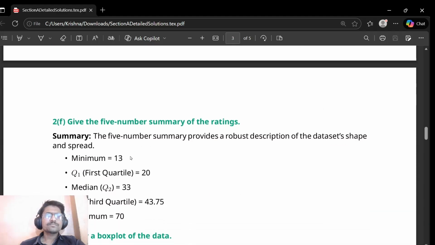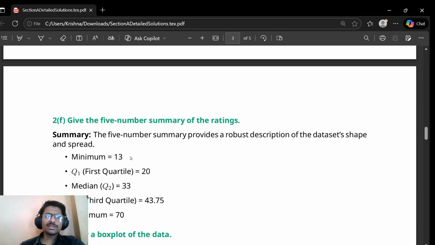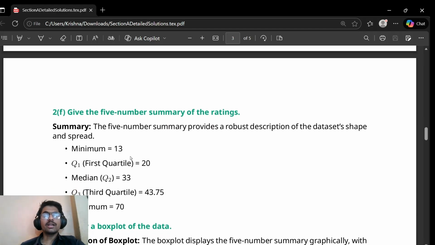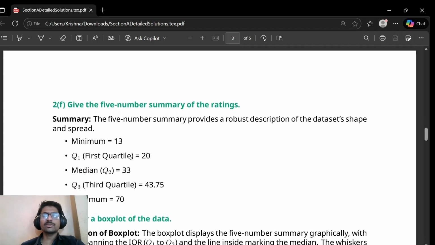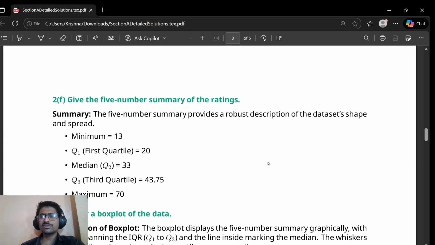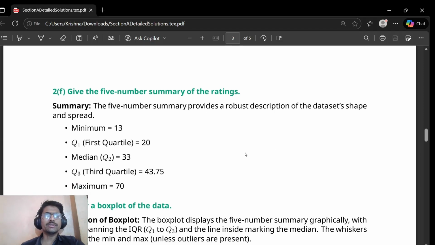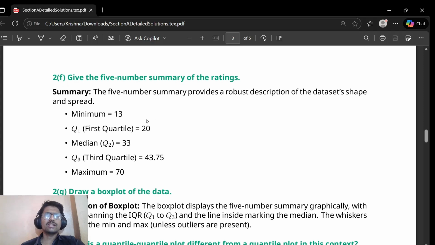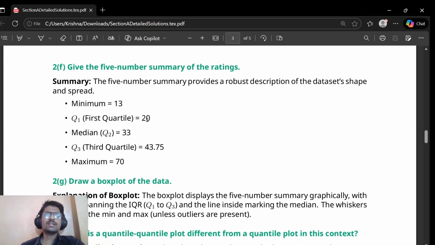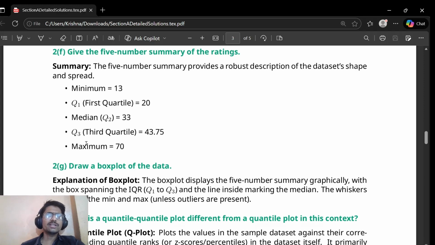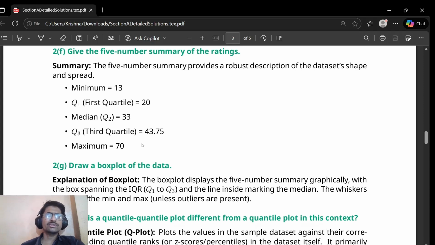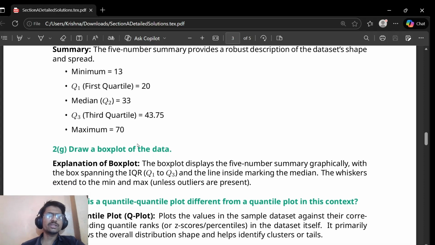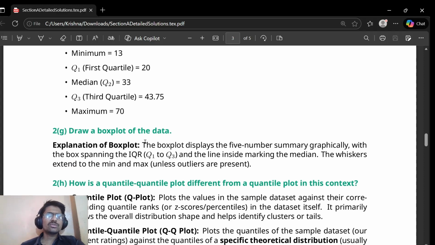Second, if given the five number summary of the ratings summary, the five number summary provides a robust description of the dataset shape and spread. Minimum is equal to 30, Q1, first quartile, is equal to 20, median Q2 is equal to 33, Q3, third quartile, is equal to 43.75, and maximum is equal to 70. So draw box plot of the data.